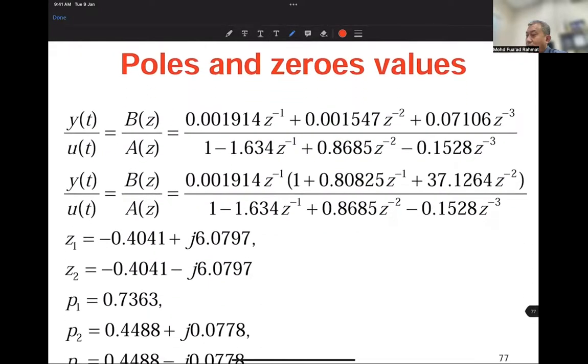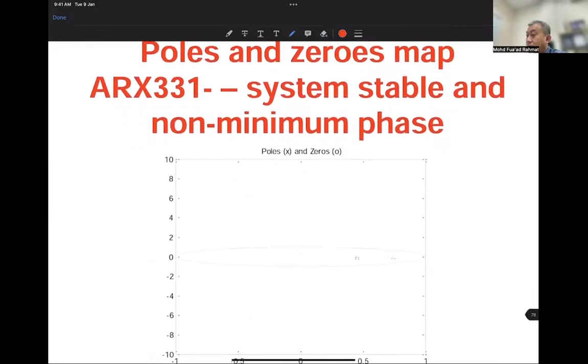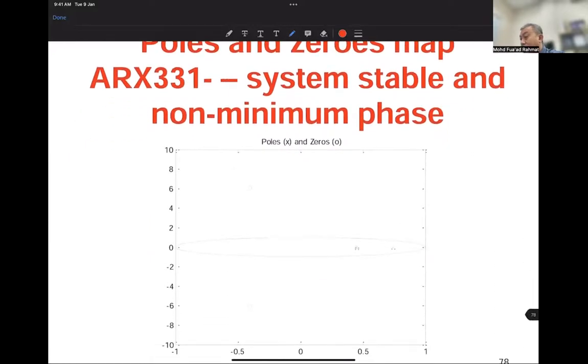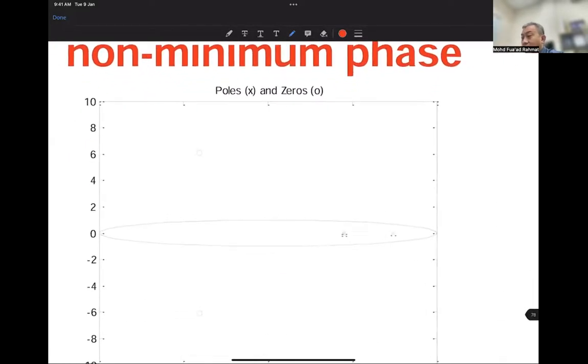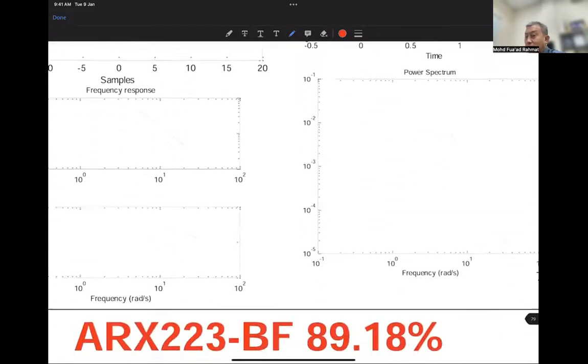And then you do the simplifications, factorize, and you can see that we have two zeros and three poles. Then you plot it. You see that we still have zeros outside the unit circle, still non-minimum phase, and all poles inside the unit circle, stable.